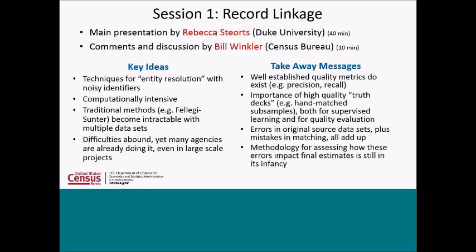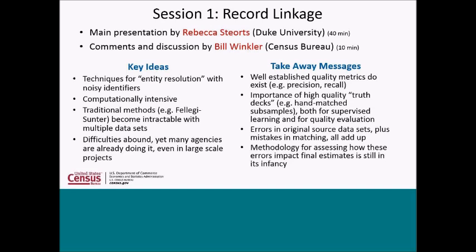A lot of the techniques that she talked about were computationally intensive, and a lot of her work has been focused on finding easier, simpler, faster ways to do this. She did note that traditional methods going back decades, such as the Fellegi-Sunter algorithm, are very difficult or impossible when you have more than 2 data sources. And a lot of difficulties abound, yet it's interesting how much this is already being done at federal statistical agencies, even in large-scale projects, such as the preparation for the 2020 decennial census. Entity resolution and record linkage are figuring very prominently there.